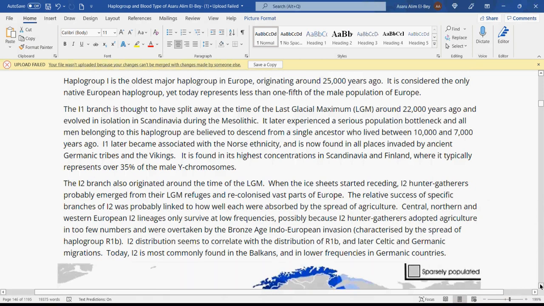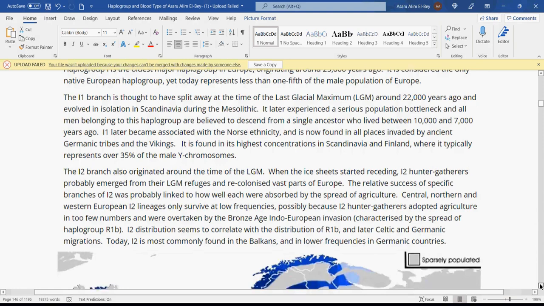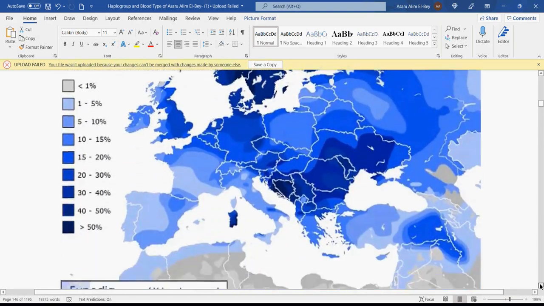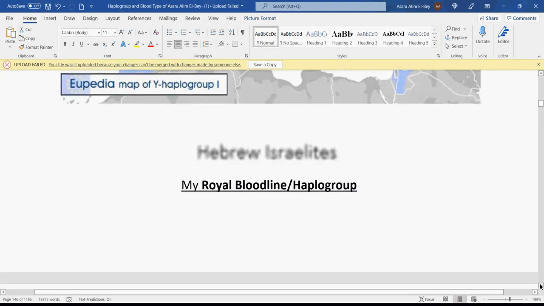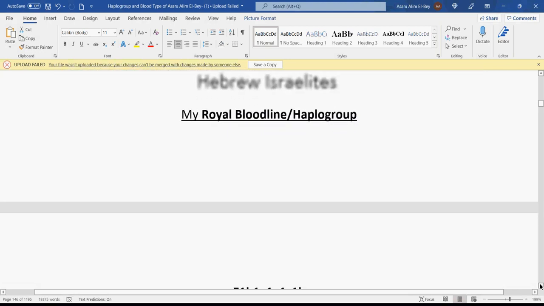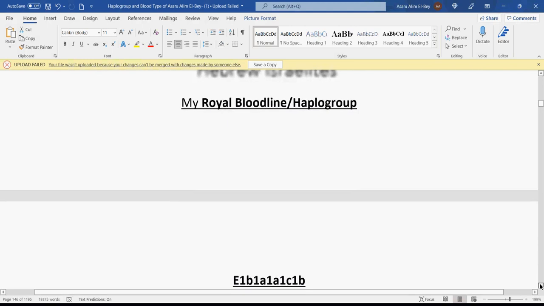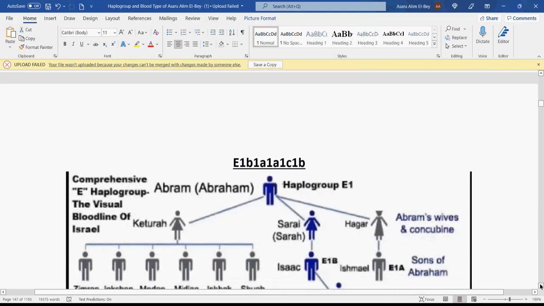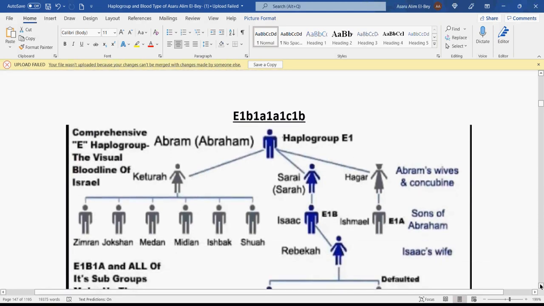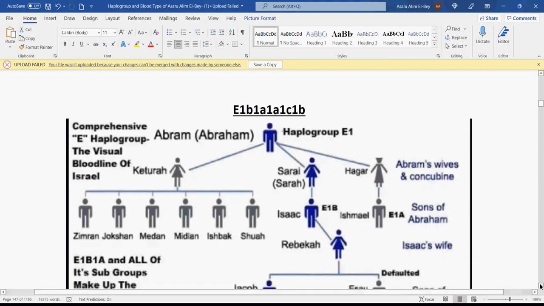So Haplogroup L is one of the oldest major haplogroups in Europe, originated around 25,000 years ago. But we know there's no Europeans except for the melanated people who went there within the land at that time, 25,000 years ago. So Hebrew Israelites, my royal bloodline haplogroup, E1B1A1A1C1B is the fullness of it. And comprehensive E haplogroup, the visual bloodline of Israel.